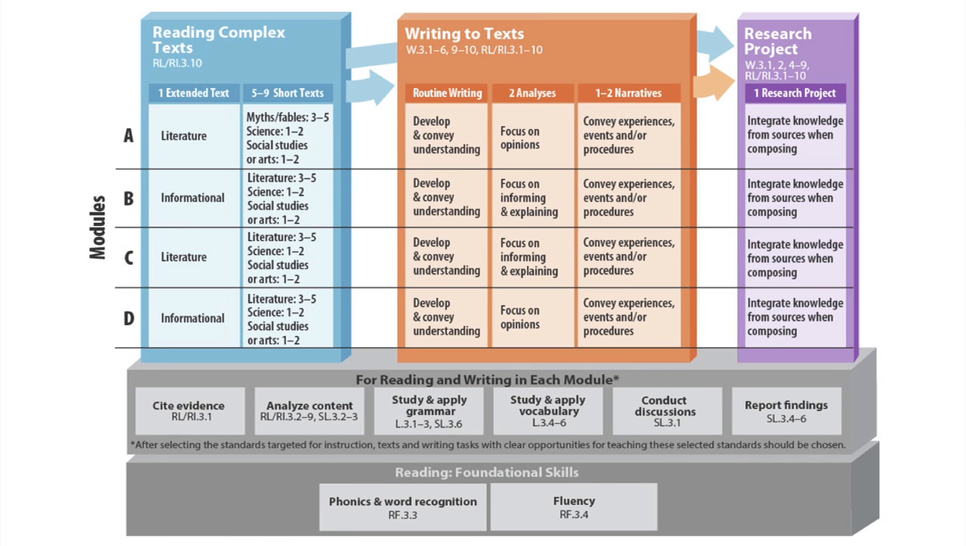Let's look at each grade level and compare and contrast the similarities and differences between each successive grade's Model Content Framework. Focus on the particular numbers suggested by the Model Content Framework in each category. For example, reading: 1 extended text, 5 to 9 short texts, with 3 to 5 myths or fables and 1 to 2 social studies or art texts. Writing: routine writing, which is ongoing, 2 pieces of analytical writing, 1 to 2 narratives. The research project will be 1 per quarter or module.